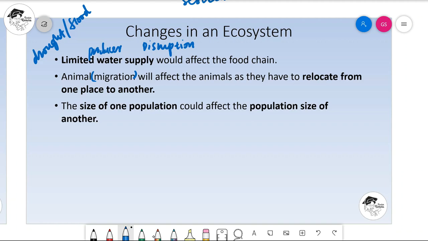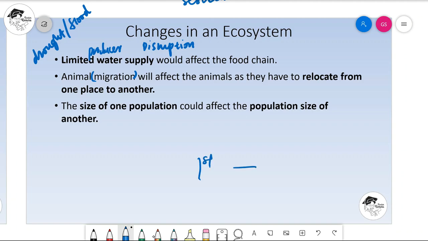Back in jungle A, the original place, maybe the animal is also part of the food chain. Maybe it's a second consumer. If this second consumer goes away, pindah ke tempat lain, what happens to the third consumer, the tertiary consumer? That means the tertiary consumer has no more food. So that is also what will affect the ecosystem. And the third one, the size of one population could affect the population size of another. Same idea, so it's all about the food chain actually.